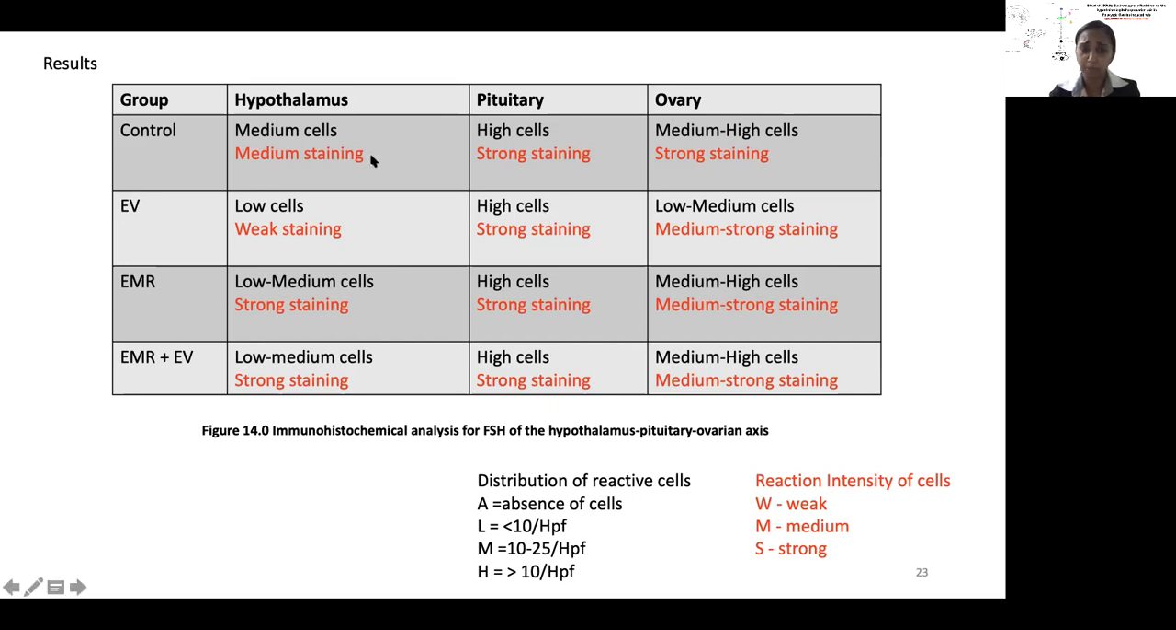So in the hypothalamus, almost all of them were observed to be either medium or low to medium cells, right? And the staining was, besides in the estradiol valerate, just a little weak, right? In the pituitary, however, we saw for the FSH reactive cells that there was a high amount of cells and strong staining. In the ovary, we saw that in the estradiol valerate group, it was low to medium cells. But when the electromagnetic radiation was added, we saw that it was medium to high cells, so it had increased a little bit.